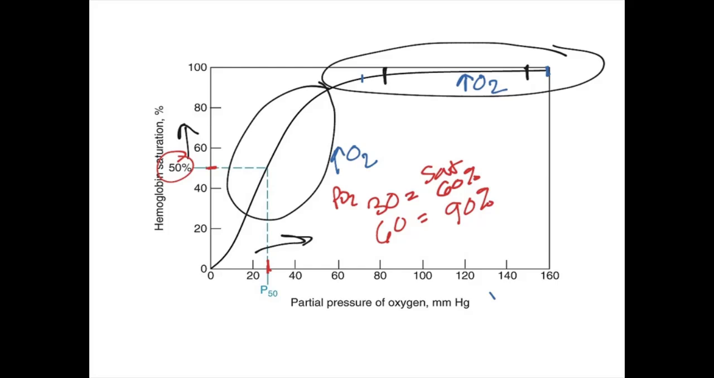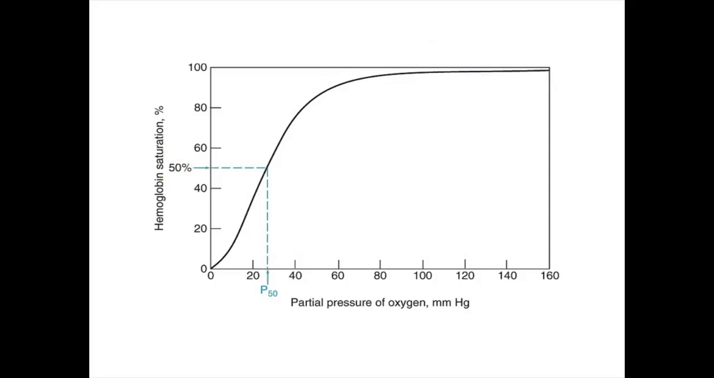Now, the one thing about this curve is that it can shift. And that's important because if this curve was static, we would not have any way of increasing or decreasing our oxygen offloading based on demand. So in situations where you need more oxygen, you can shift your curve to the right.